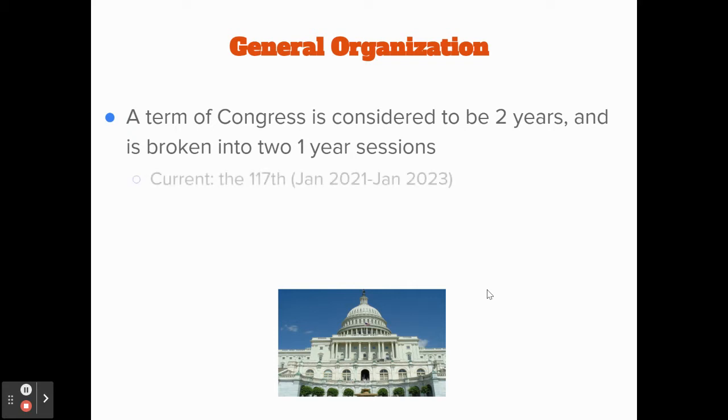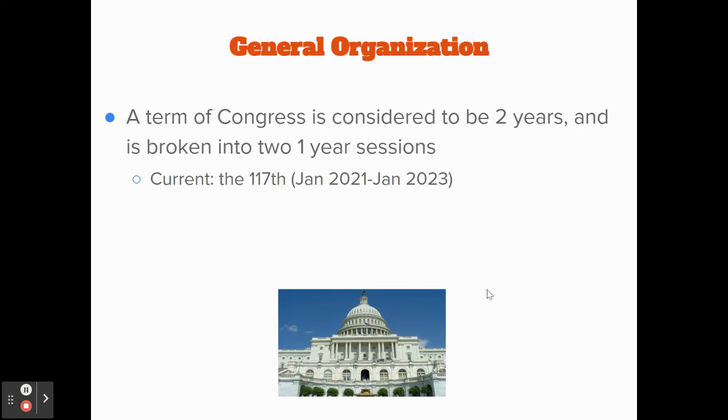So we have consecutively numbered all of the Congresses from the very beginning. And every 2 years, we give Congress a new number. So currently, we are looking at the 117th Congress. They took over in January of 2021, and they'll basically end in January of 2023.